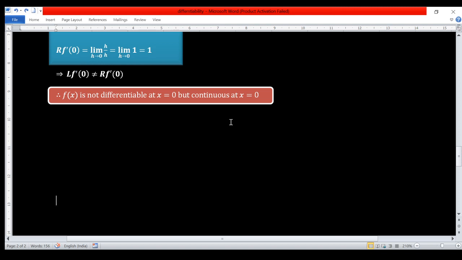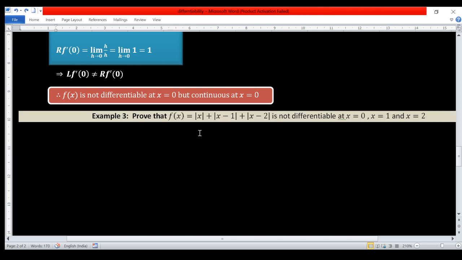Okay, this is an example. f of x is not differentiable, but it is continuous. Okay, next we'll go to another example. Prove that f of x is equal to modulus of x plus modulus of x minus 1 plus modulus of x minus 2 is not differentiable at x is equal to 0, x is equal to 1 and x is equal to 2.